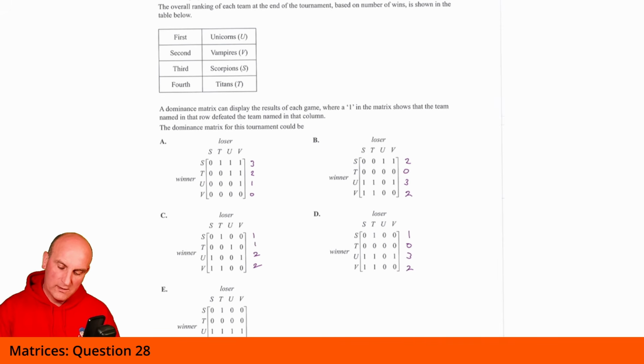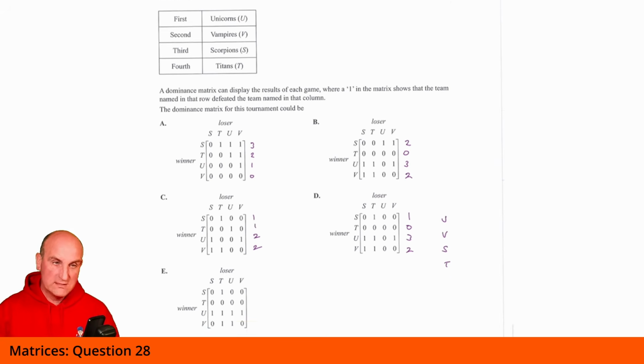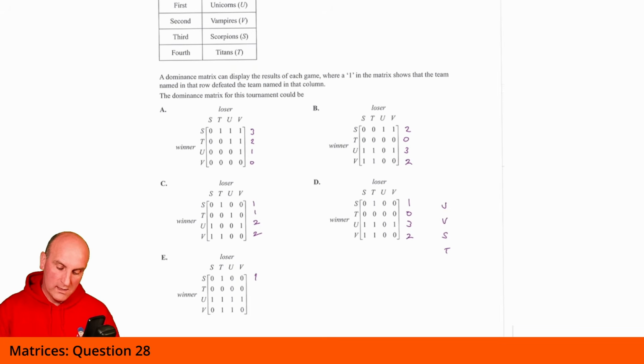So let's actually see who comes first. That would be U, V, S and T. Oh, that's looking likely. And in which case, let's just check the other one here. We got 1, 0, 4, and 2. So in that situation, we'd have U, V, S, and T. Oh, that's interesting.